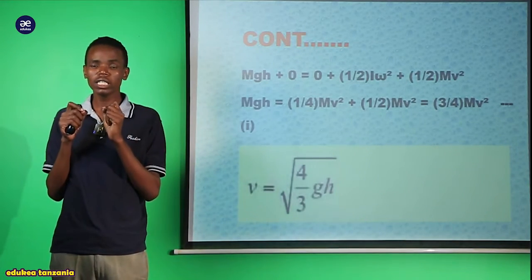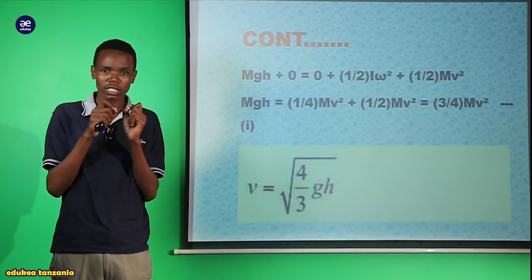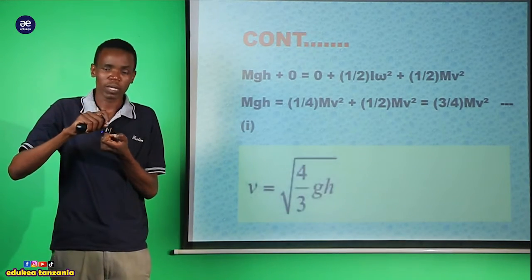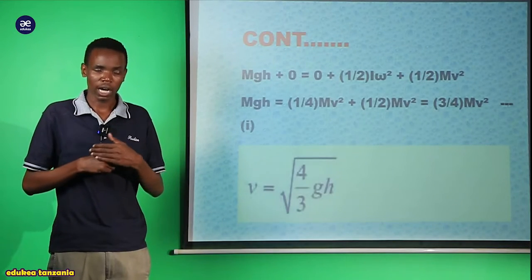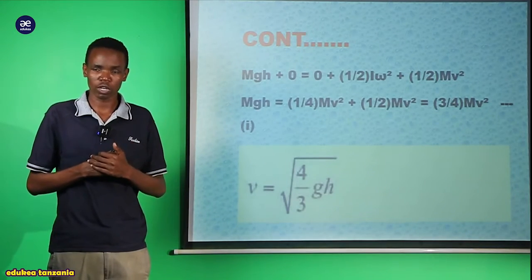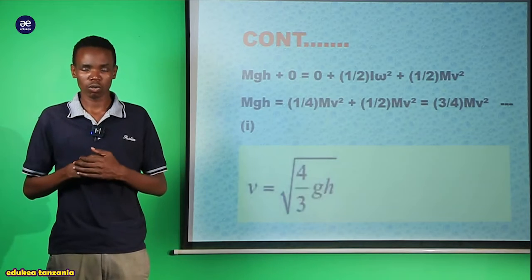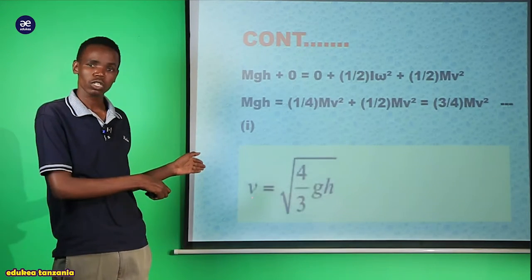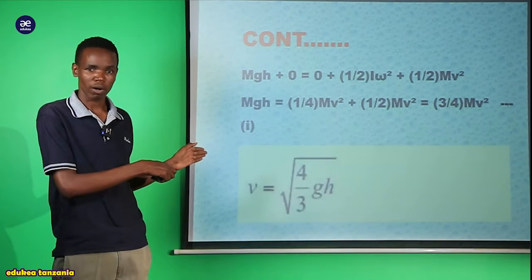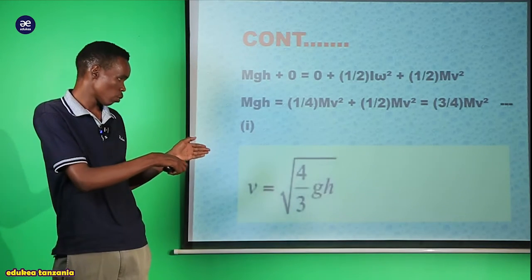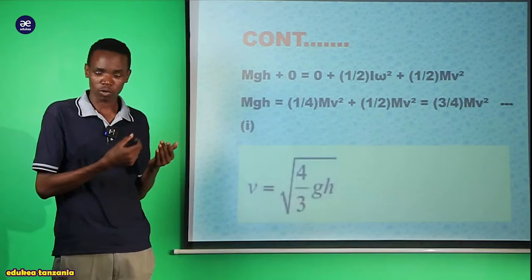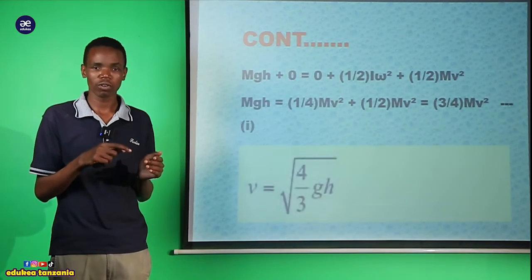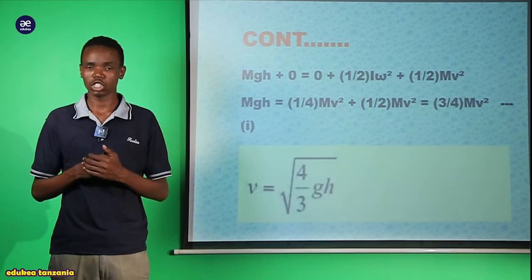But we want v. We are not asked to find v squared. We have been asked to find v. How can we get v from v squared? We are supposed to introduce the radical throughout. If we introduce the radical throughout, the radical is cancelled with the power, which was 2, and the power moves to the other side. So now we get our v to be equal to the radical of 4 divided by 3 times gh.